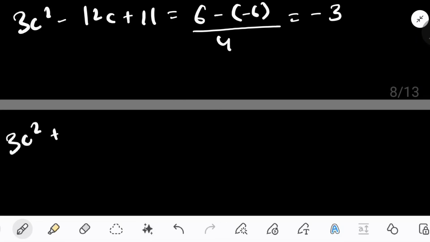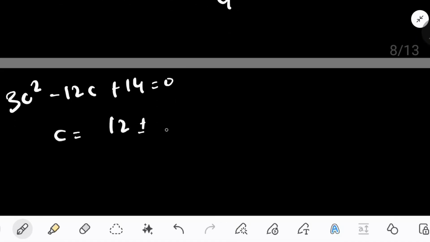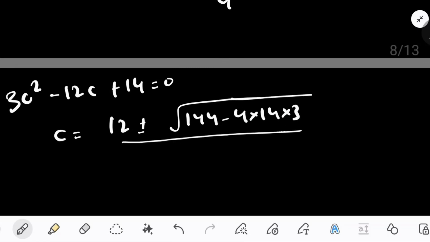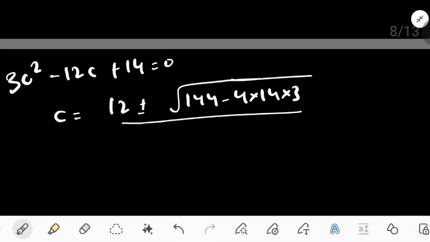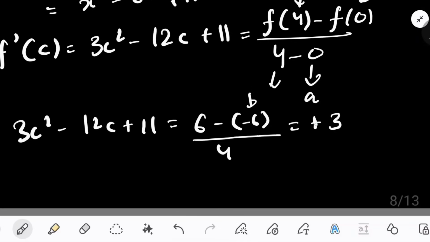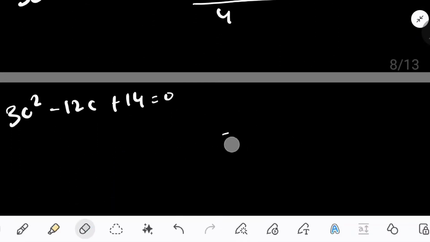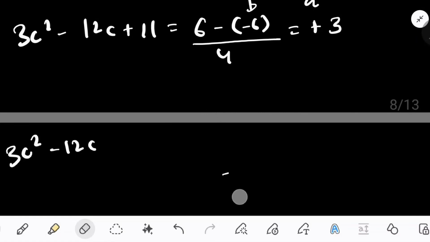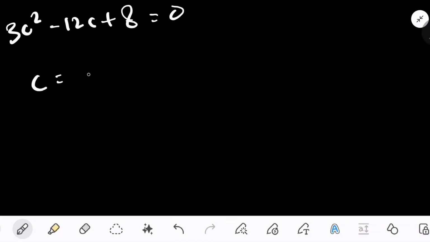So you get 3c square minus 12c plus 14 is equal to 0. And you solve for c, you get 12 plus minus root 144 minus 4 into 14 into 3, and what expression do you get? I think I made a calculation error over here. Yeah, it will be plus 3, right? So that was the issue, sorry. So when you bring 3 over here, you get 3c square minus 12c plus 8 is equal to 0, right? Okay. So now let's see, c is equal to 12 plus minus root, just Brahmagupta formula, right?